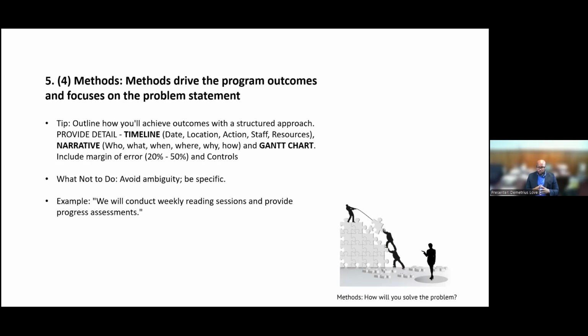So if you're trying to rationalize in your head what you want these outcomes to be, go ahead and write your method, and your method will start painting the picture of what the outcome is, right? Your methods need to be structured. There's specific detail that you need to provide in your method. You can use these 3. You can use one or a combination, depending on what type of grant you're writing. You can use a timeline method where you have the date, the location, what action is going to be taken, what staff is going to be responsible, and what resources you're going to use. Or you can have the narrative.